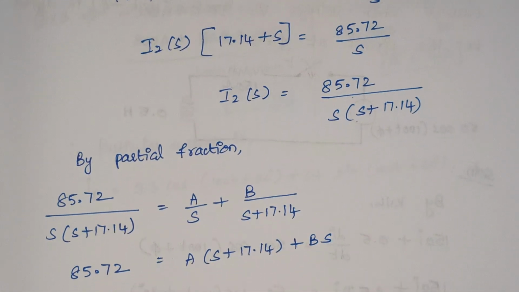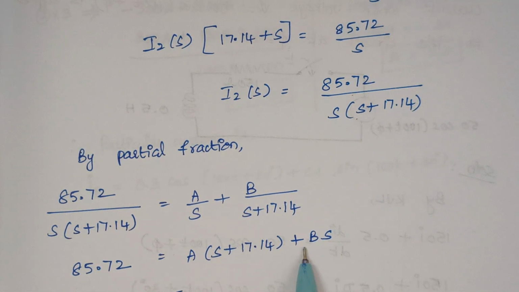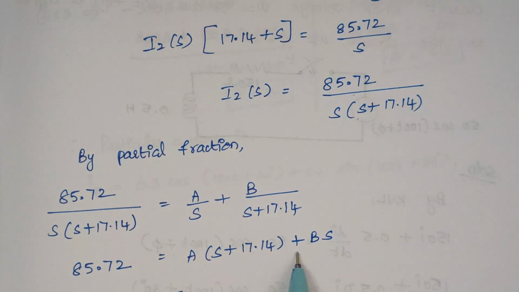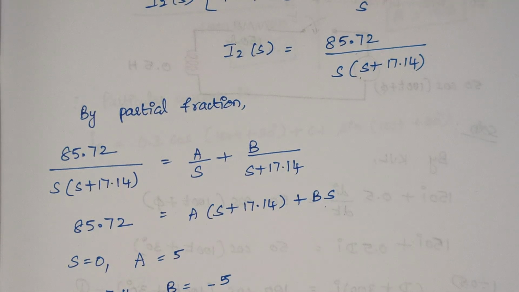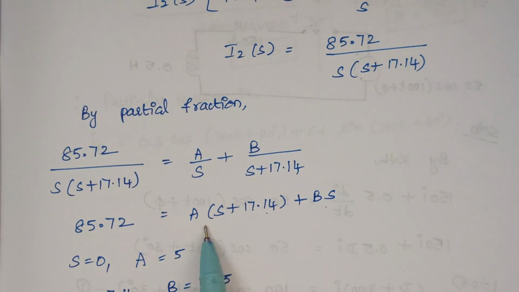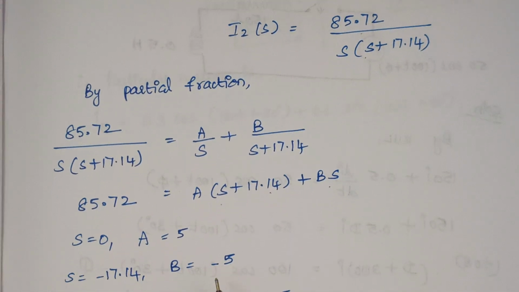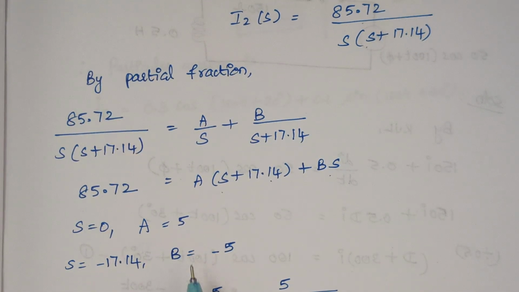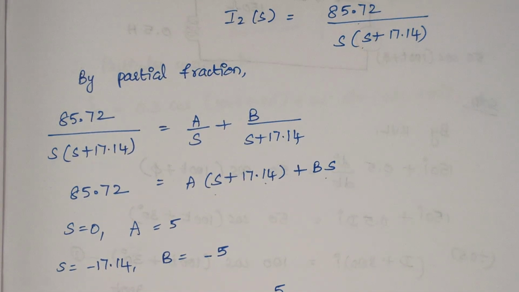Just take LCM. After taking LCM, we have to find the values of A and B. To find the value of A, I am substituting the value of s as 0. Therefore, the value of A is 5. To find the value of B, I am substituting the value of s as minus 17.14. Once you substitute minus 17.14, minus 17.14 and plus 17.14 cancel each other. Therefore, we can find the value of B easily. The value of B is minus 5.